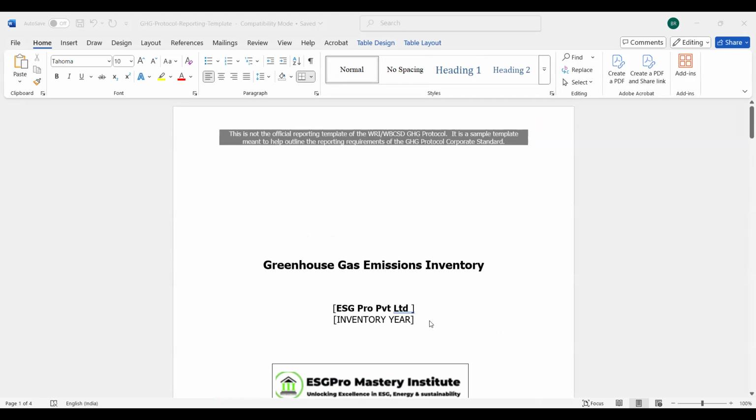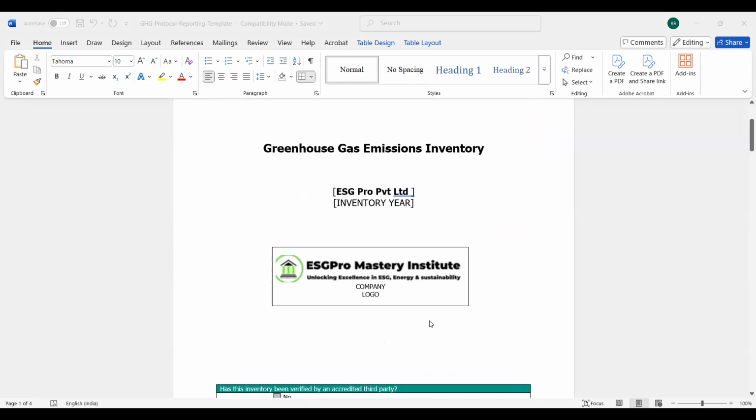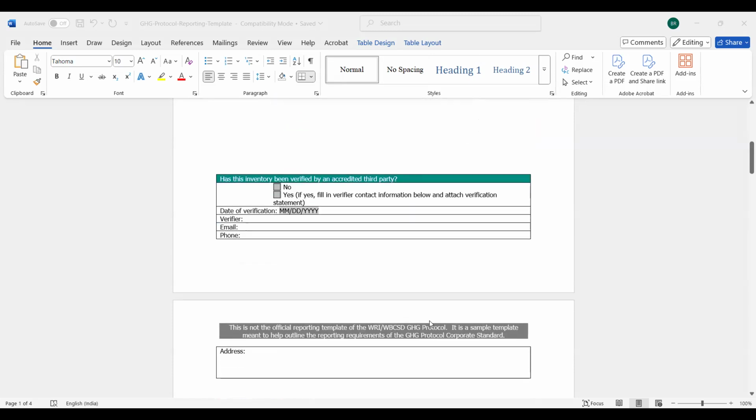Okay. So this is the GHG protocol template. Of course, you have to put the company logo for whom you are preparing. So it is an ESG Pro Mastery Institute, so you have to put that. End of year, you have to put that. You have to put a date of verification.